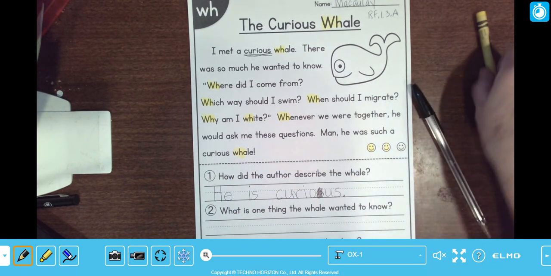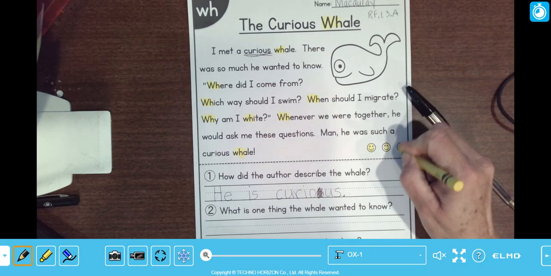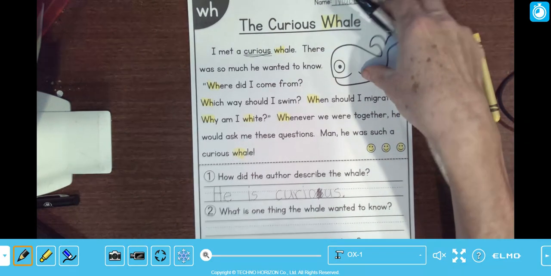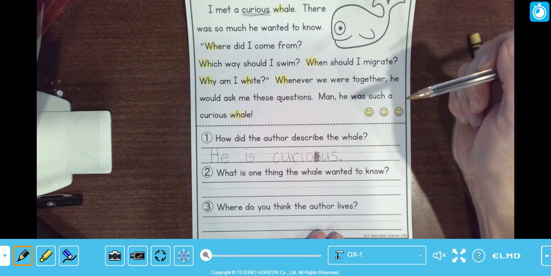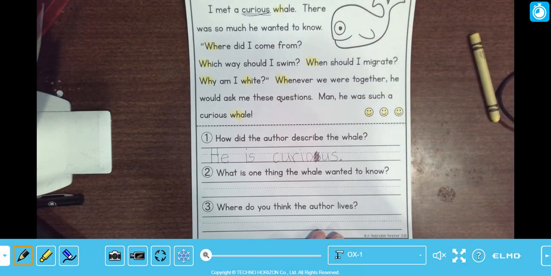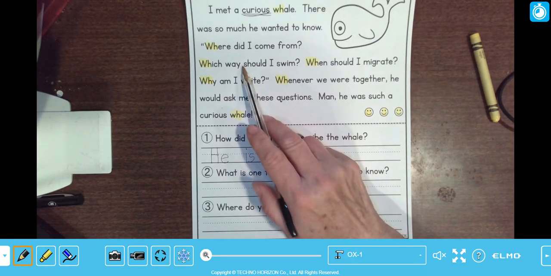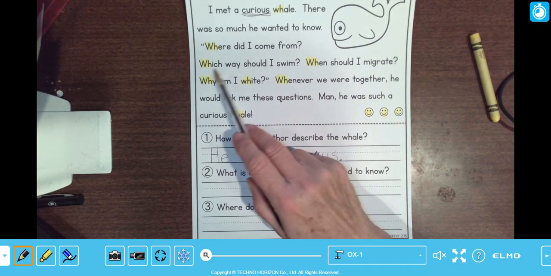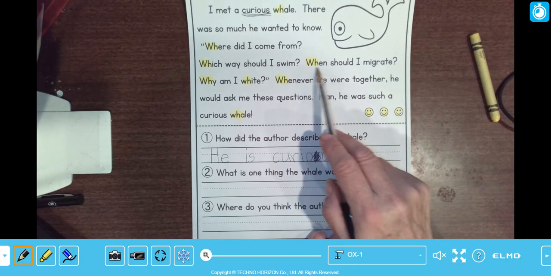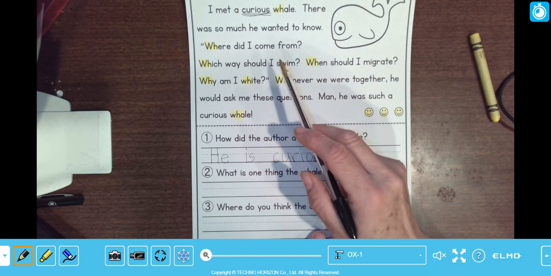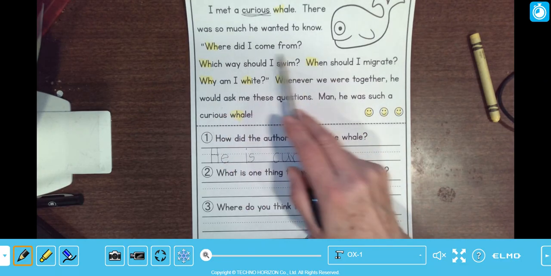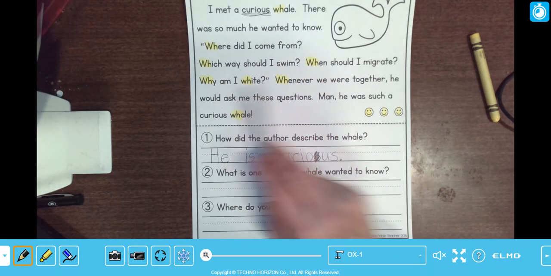Okay, so let's mark that off. And now let's look at that question. What is the one thing the whale wanted to know, right? So what is one thing the whale wants to know? He wanted to know a lot of things, like where did I come from? Which way should I swim? Why should I migrate? Why am I white? You can write any of these down, okay? These are all things he wanted to know. So you can pick one.